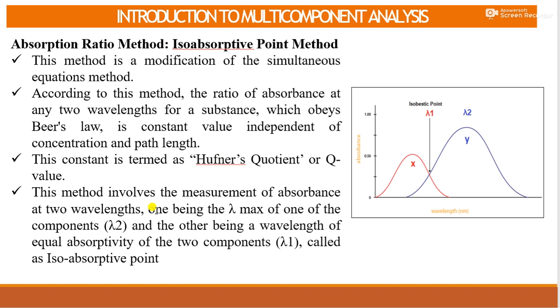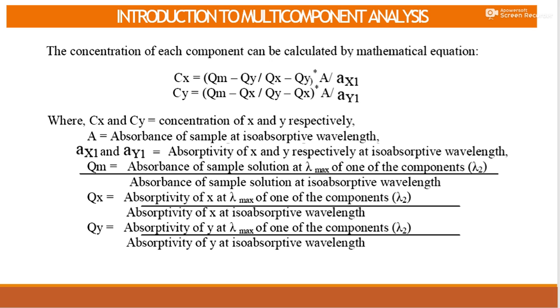So this method involves measurement of absorbance at two wavelengths. As I told, lambda 1 is the isoabsorptive point, and for lambda 2 you can take the lambda max of one of the components. Here I have taken lambda 2 as the lambda max of y. You can very well take lambda 2 as the lambda max of x. Now what is the equation?